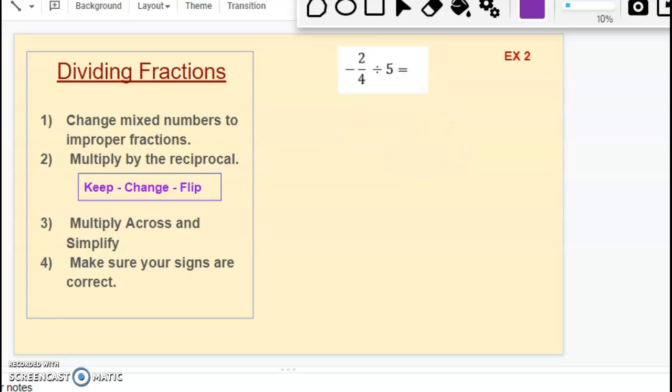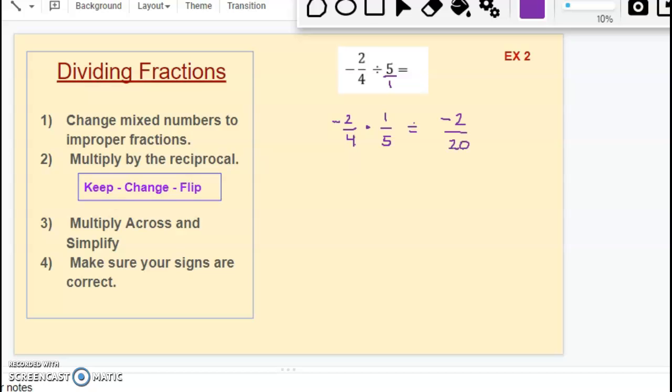Okay, example 2. Let's go through the same steps. We don't have any mixed numbers, but we do have a whole number. We spoke about this earlier in the year and the other day. You can just put a 1 under it, and it's a fraction now, all right? So we're going to keep the negative 2/4, change to multiplication, and flip. So instead of 5/1, it's 1/5. Let's multiply. Negative 2 times 1 is negative 2, and 4 times 5 is 20, all right?